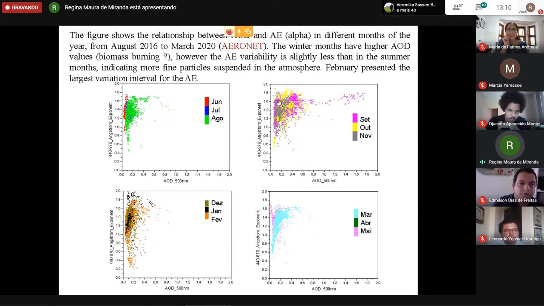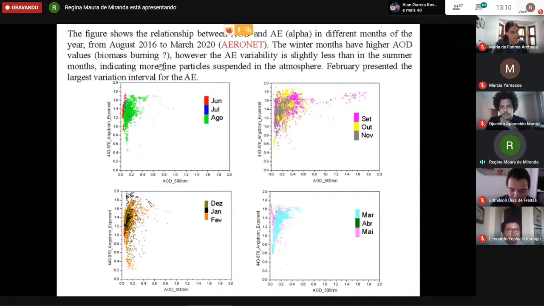And this behavior indicates more fine particles suspended in the atmosphere. For example, here, September, October, and November may be related to worse dispersion conditions, and also biomass burning. We can see high aerosol optical depth, and the Angstrom exponent variability is slightly less than in February, for example, here. So this behavior has to be investigated more.